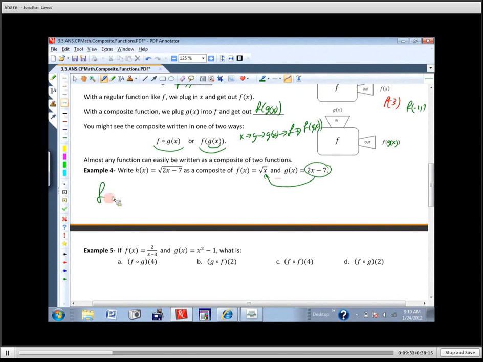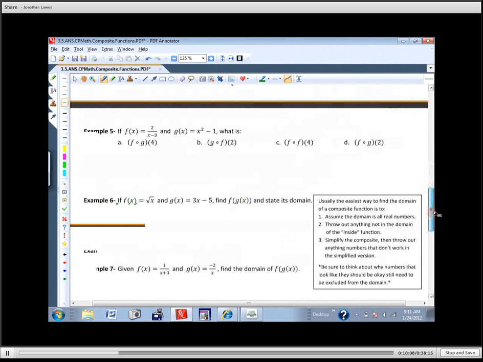So if we do f of g of x, everybody watch please. Here's the function f. This is kind of like the outside function. The function f is the square root function. So I'm going to draw a big square root. Now what I'm plugging into that square root is g of x. And g of x is 2x minus 7. Does that make sense? So we're literally taking one function and plugging it into the other one. And if there's more than one x in the function, it gets plugged in every single place there's an x. All right, go ahead and flip the page over.